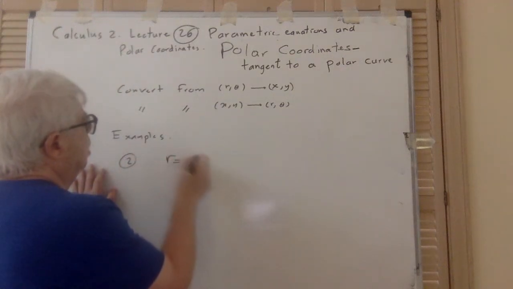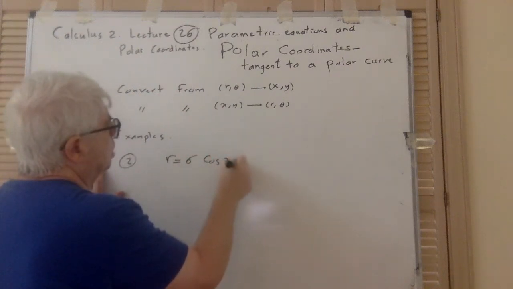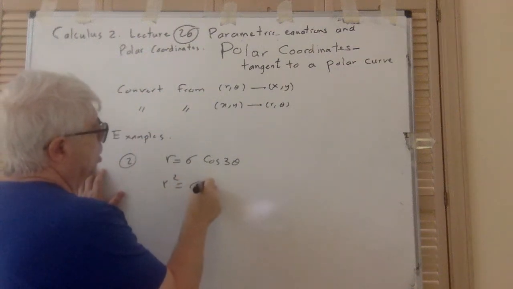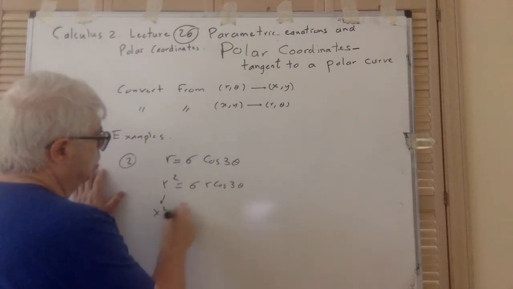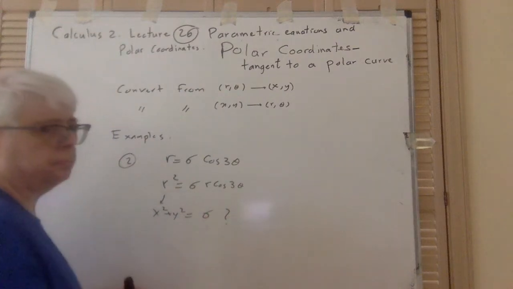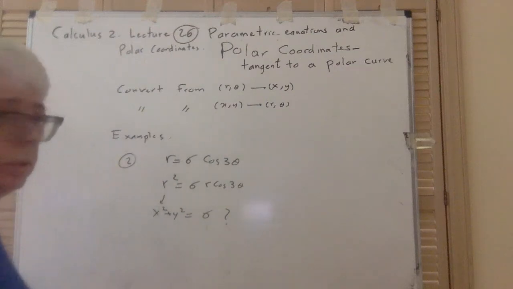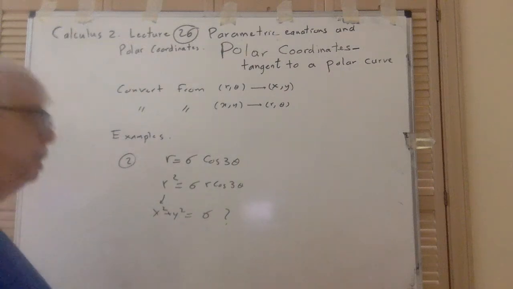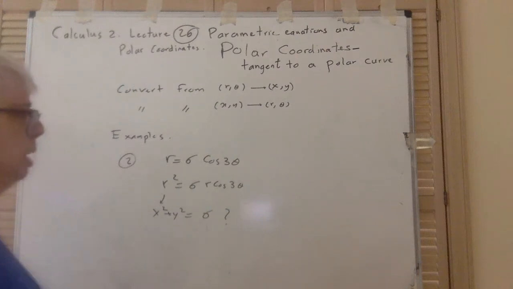So if I have, say, 6 cosine 3 theta, and I multiply by r, I will get 6 r cosine 3 theta. This is x squared plus y squared equals 6 what? R cosine 3 theta. I can write cosine 3 theta in terms of theta. There is a formula, but that formula involves cosine to the power 3 or sine to the power 3. What is it? I mean, r times that. So you won't get anything nice here.